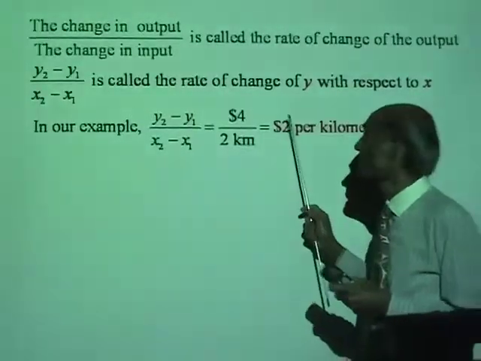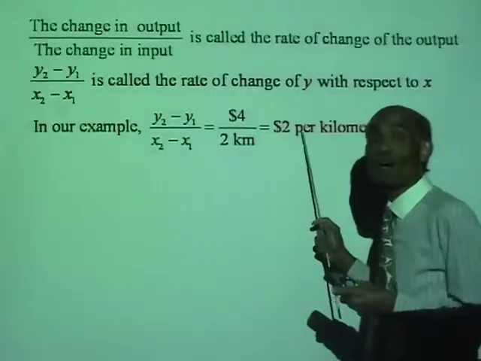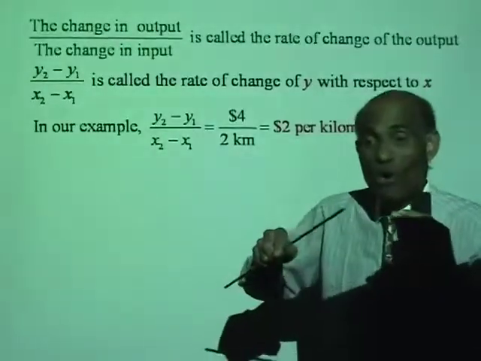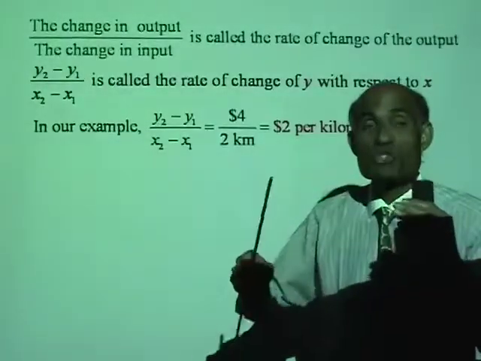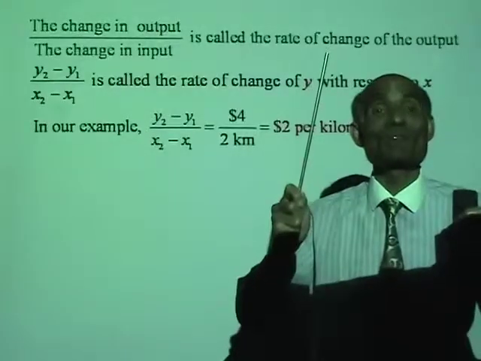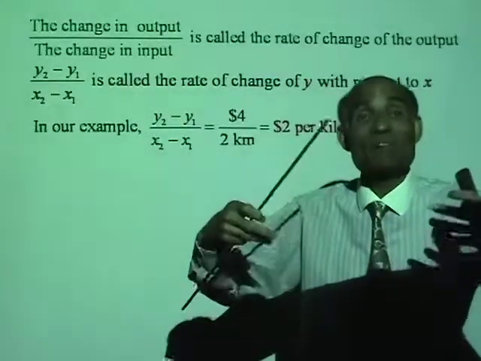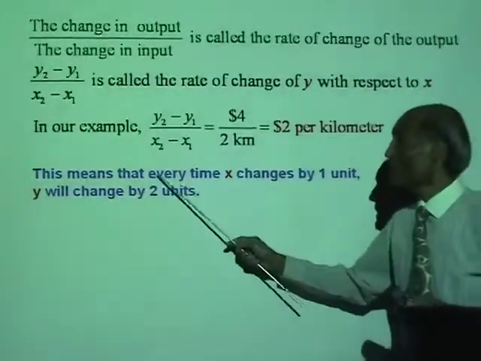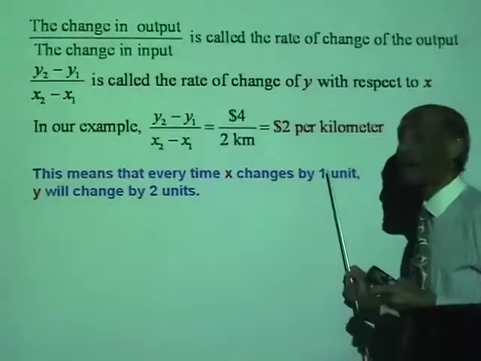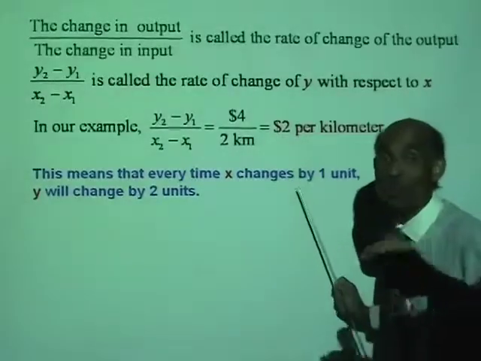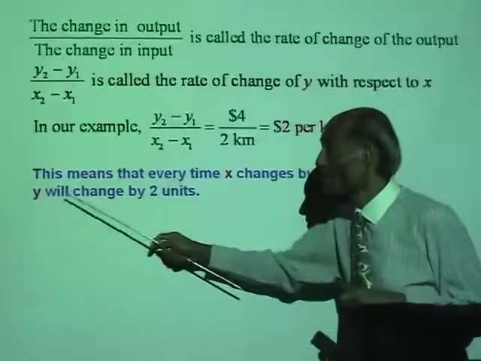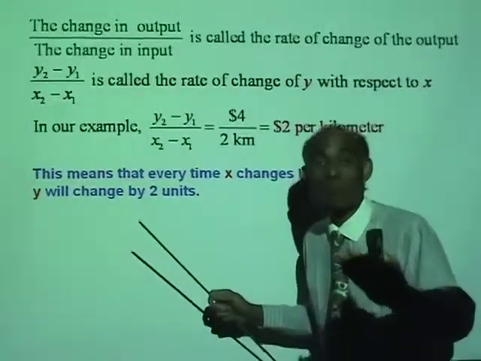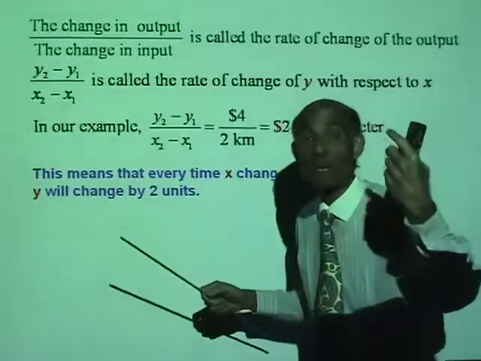Look at the way I wrote it. It is $2 per kilometer. That means for every 1 more kilometer she walks, she will collect $2 more. You see that? It is a measure of the rate of change. This means that every time X changes by 1 unit, that means you walk 1 more kilometer, then Y will change by 2 units. The amount of money will increase by $2.